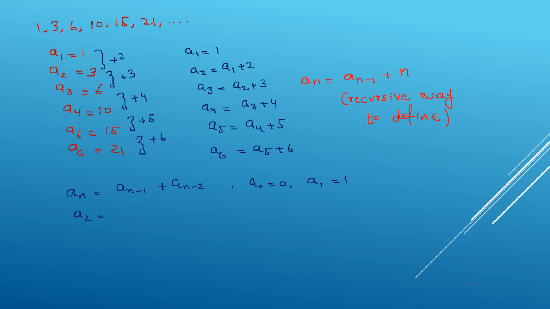If we look at the terms of this sequence, then a2 will be equal to what? Just by plugging in n equals 2, we get a1 plus a0, which gives 1. Similarly a3 will be equal to a2 plus a1, which makes it 2, and a4 is a3 plus a2, which is 2 plus 1, which will make it 3. And this sequence has a particular name: the Fibonacci sequence.